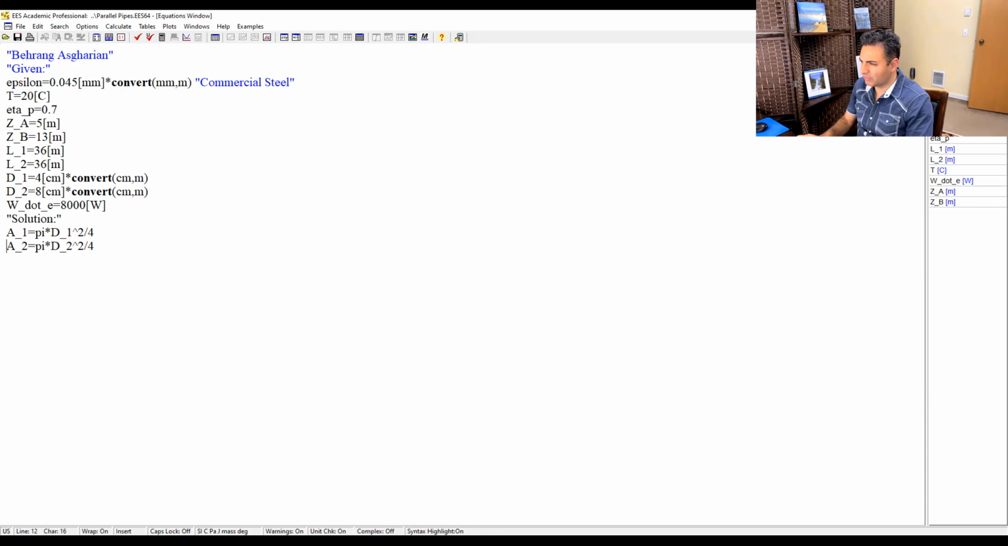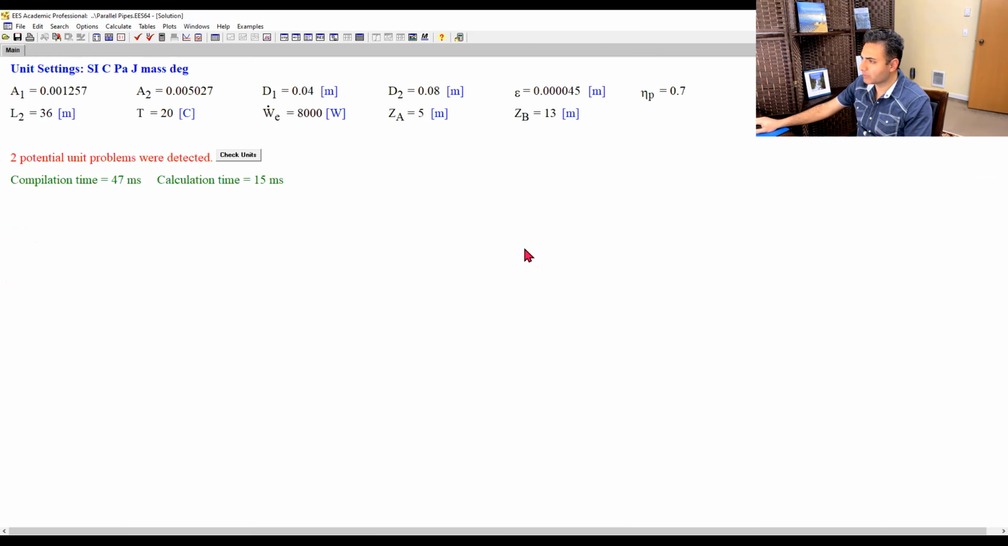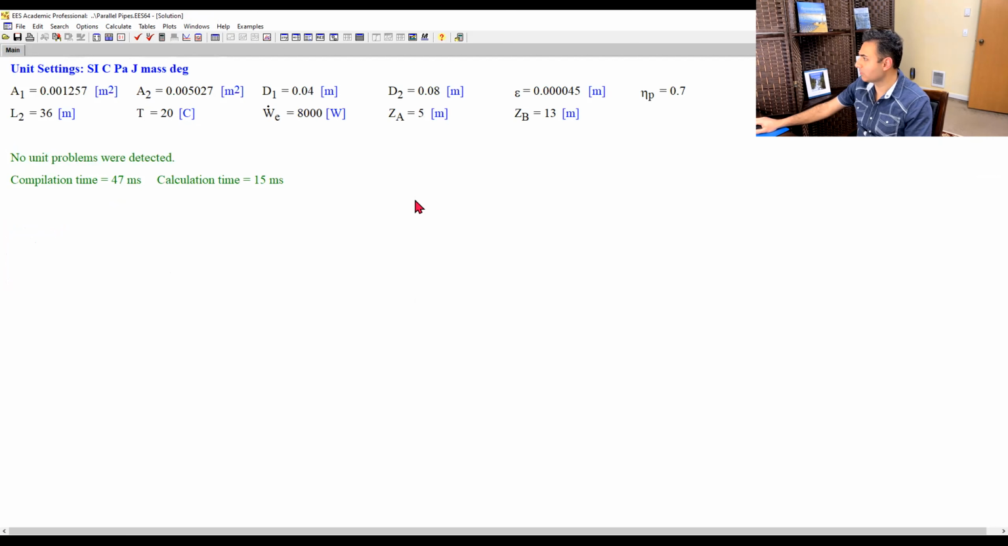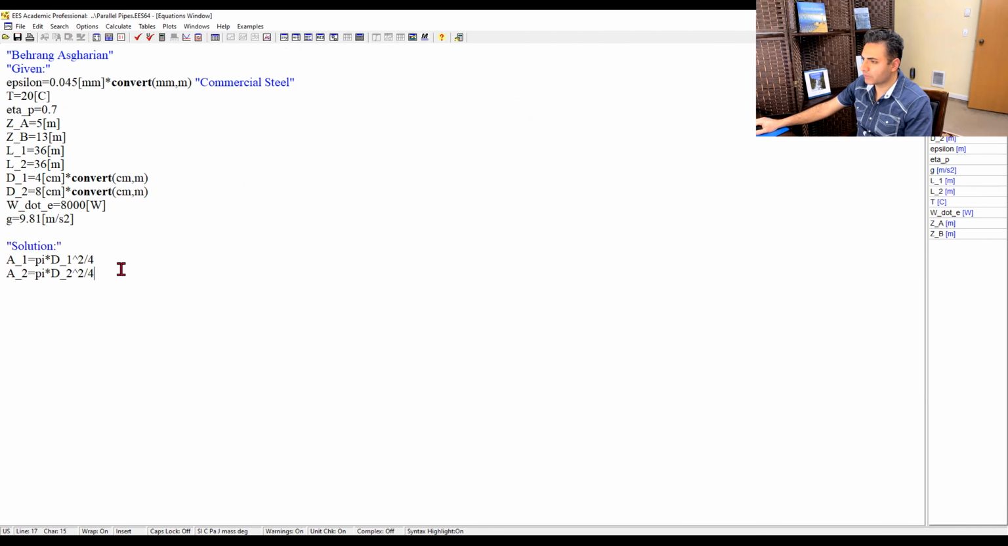So I got these values. I think I have to add one more thing here that's going to show up, and that's gravity. G is 9.81 meters per second squared. Don't forget this one. You need G for the solution. Okay, cool. Now let's run it. Let's run it again. Okay, I got these two values. They're in meters squared. I have to fix the unit, meters squared. Okay, now I don't have any unit problems. Everything looks really nice and good. I like it. And let's keep going.